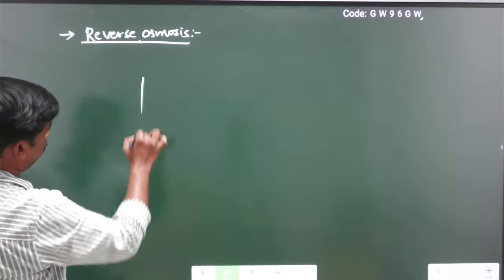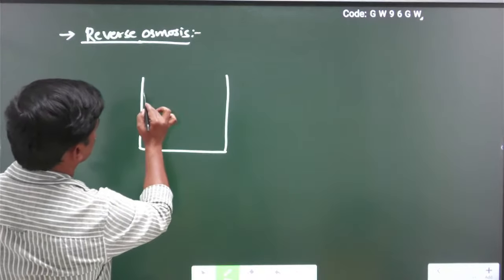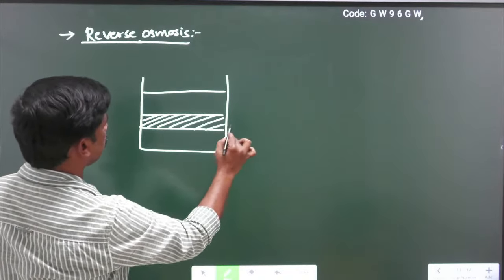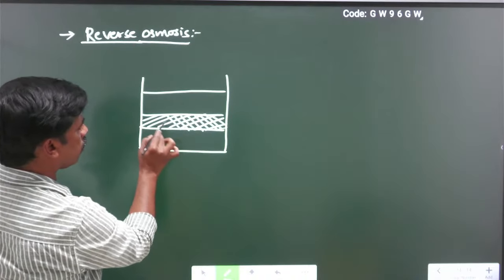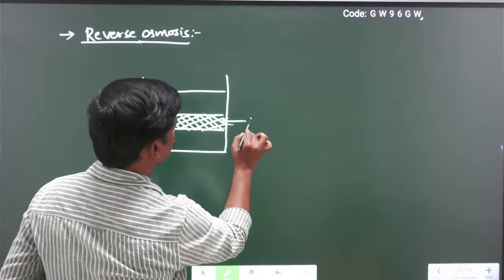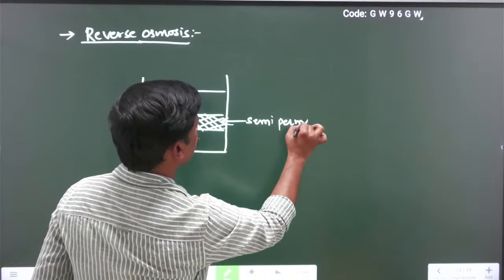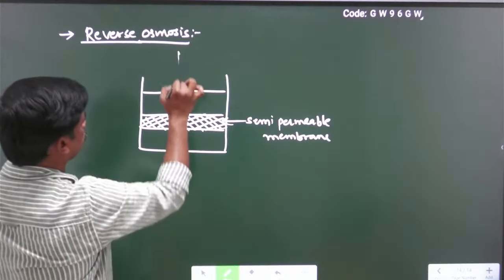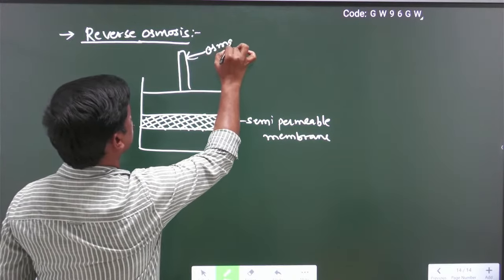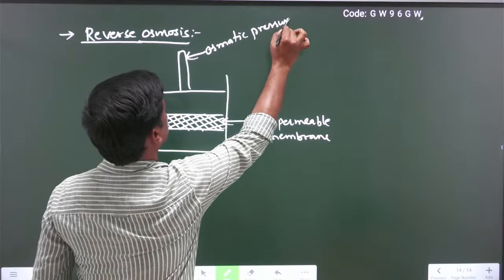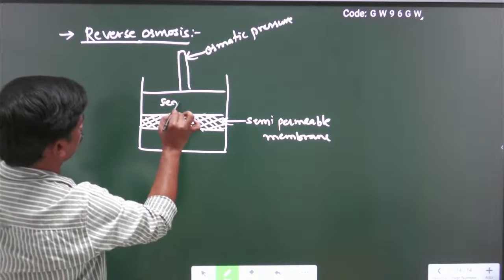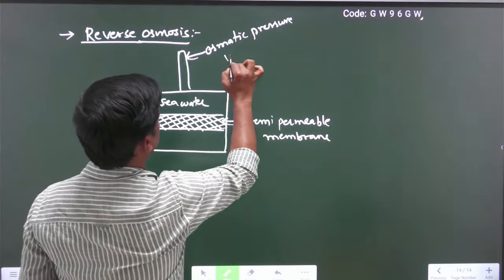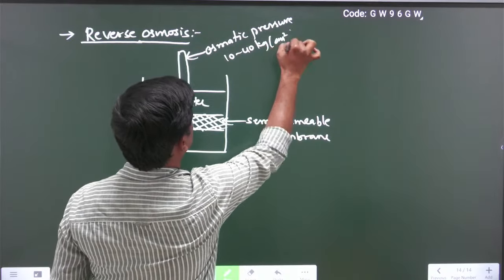After the definition you can take a small diagram. In the middle, you can fix a semi-permeable membrane. You can take one tank, with a semi-permeable membrane which allows only solvent molecules. Here apply some osmotic pressure. This is the seawater. Here you can apply a pressure of 10 to 40 kg per centimeter square.